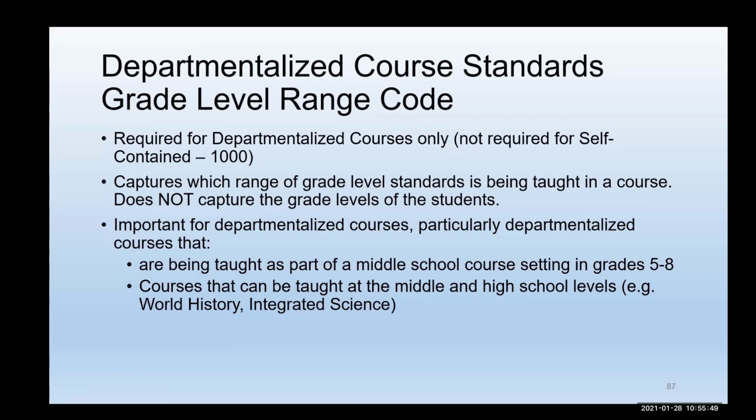Okay, getting into departmentalized standards grade level range codes. These were required for all courses last year, and it caused a lot of issues. It doesn't really make sense to collect these for anything other than departmentalized courses. So this year, this particular code is not required for self-contained courses. It's only required for departmentalized courses. And it captures the range of grade level standards that are being taught in the course. It's not the grade levels of the students. Let me be really clear about that. It is the grade level ranges of the standards that are being taught in the course.